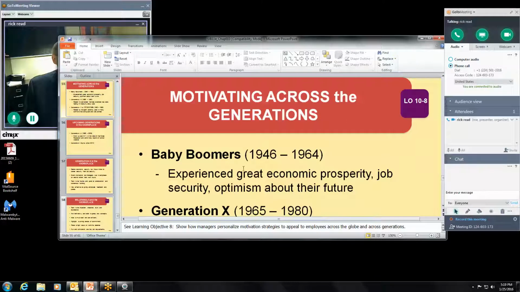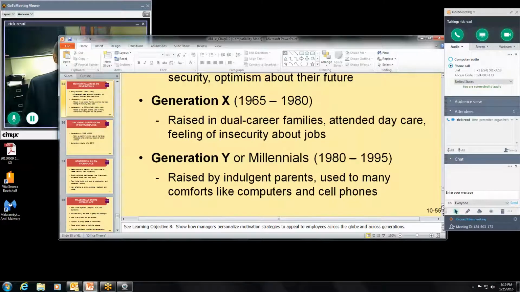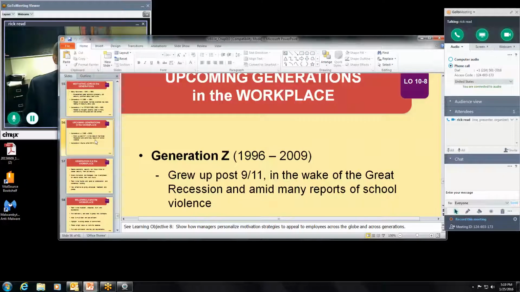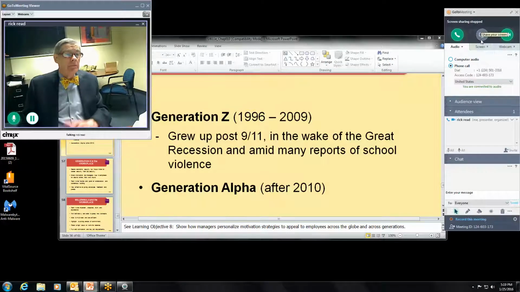Different people have to be motivated differently. We have baby boomers, Gen X, Gen Y, or millennials. We have to pay attention to what they are. Generation Z grew up after the disaster of September 11th, 2001, and the Great Recession that we had, and we have to be careful about how we treat those people as well.